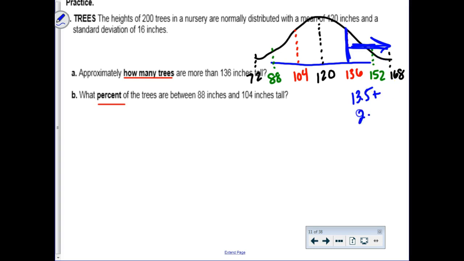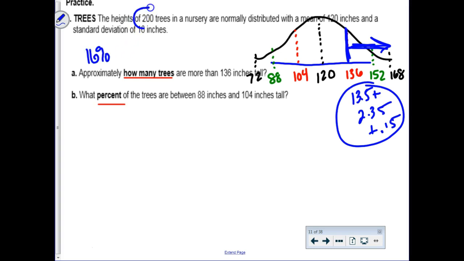Now you can go 2.35 plus 0.15. You could also just say this is 2.5. That's the 2.35 and 0.15 split, or added together. So what total percentage is that? 16%? Okay. So 16% of 200 trees would be approximately how many trees? Is that 32? 32 trees. So be careful.